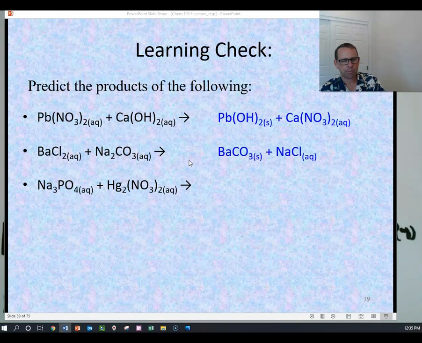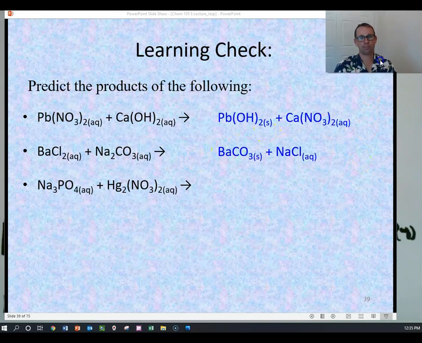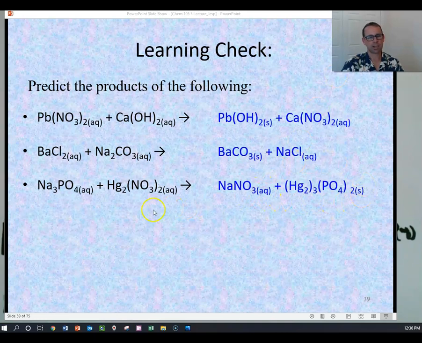It's going to be Hg, mercury. Yeah, mercury and phosphate. Mercury phosphate. Good. And what's the other product? Sodium nitrate. Very good. Sodium nitrate. Are either of those precipitates? Yes. Which one? PO4. That's right. Mercury phosphate is going to be a precipitate. Excellent.